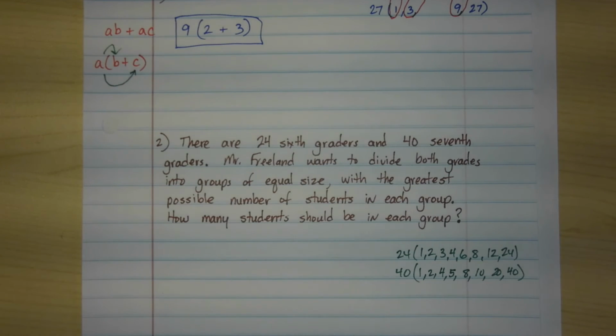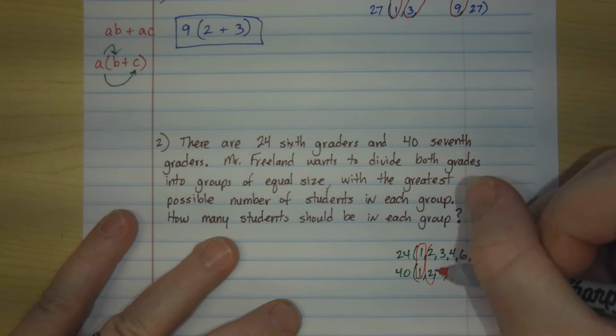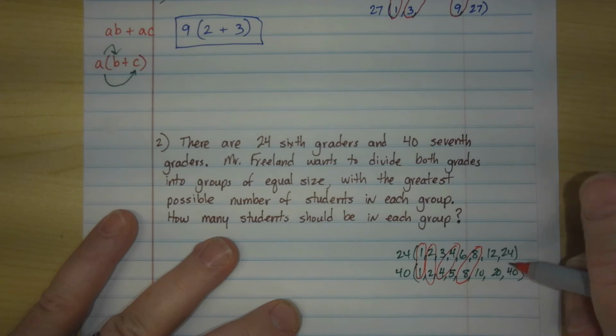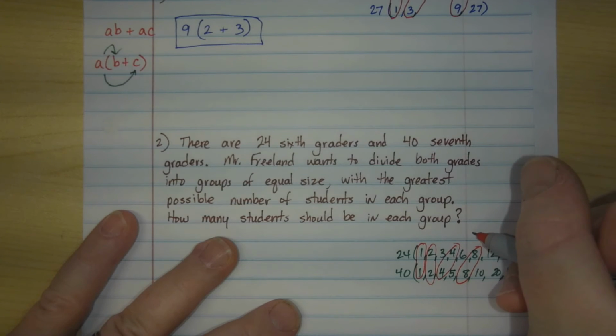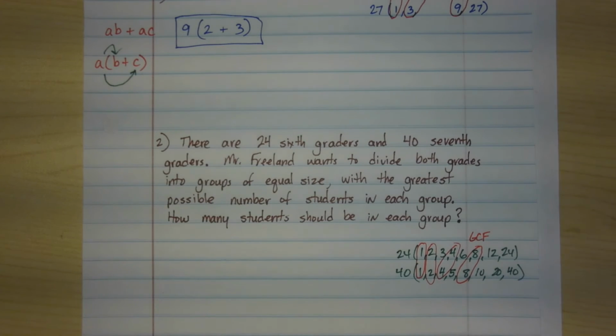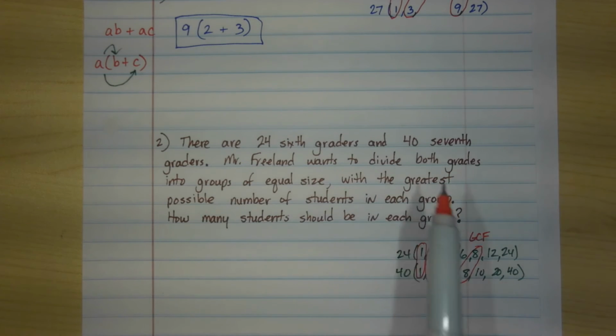So if we look for common factors, we've got a lot. Again, we're just looking for the greatest common factor, and you might be able to see it right off the bat, but we've got 1, 2, 4, 8, and there's nothing else. So the greatest common factor is going to be 8. So that means we're going to divide 8 into 24, 8 into 40.